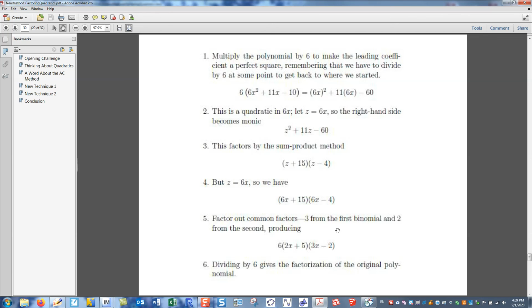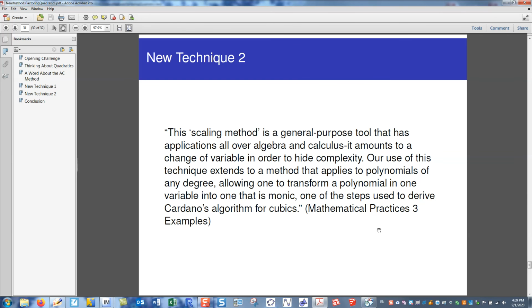The author says this, quote, "The scaling method is a general purpose tool that has applications all over algebra and calculus. It amounts to a change of variable in order to hide complexity. Our use of this technique extends to a method that applies to polynomials of any degree and allows one to transform a polynomial in one variable into one that's monic." That's one of the steps that was used to derive Cardano's algorithm for cubics. So it's kind of a neat comment, I think. This change of variables is a technique that's fairly old and was actually used as one of the necessary steps to find a general formula for the solution to cubics, which was, of course, found by Cardano.